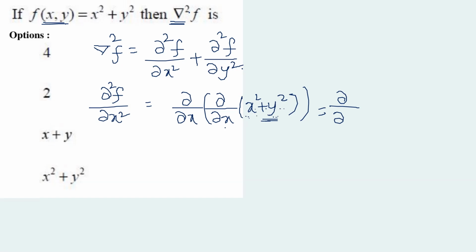Then dou by dou x of, we will have derivative of x square, that is 2x. And again differentiating this 2x with respect to x, that is 2.